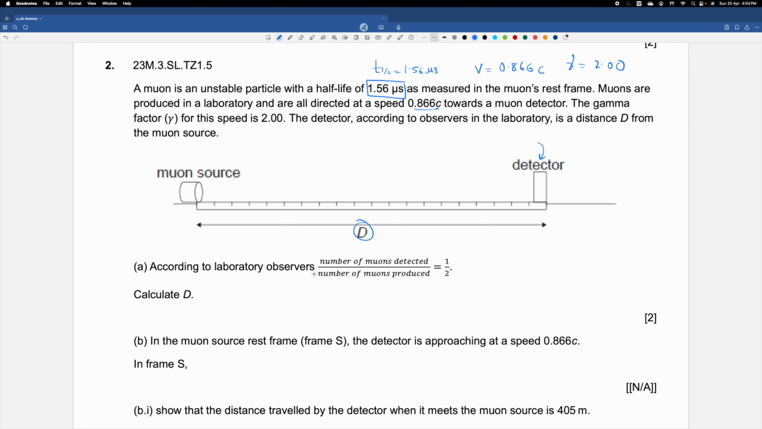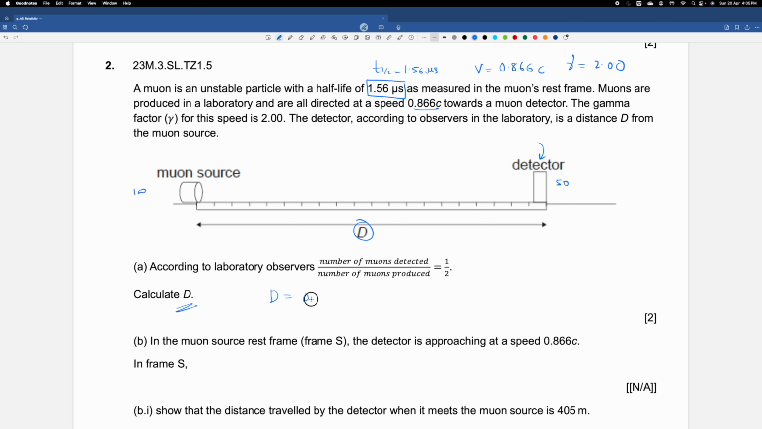Moving on. According to a laboratory observer, the ratio of the number of muons detected to the number of muons produced is 1 by 2. That means if 100 muons have been sent from the muon source, only 50 of them are reaching. So that's basically one half-life, right? I should not use the word half time, it's half life. So the question is: calculate the value of d.